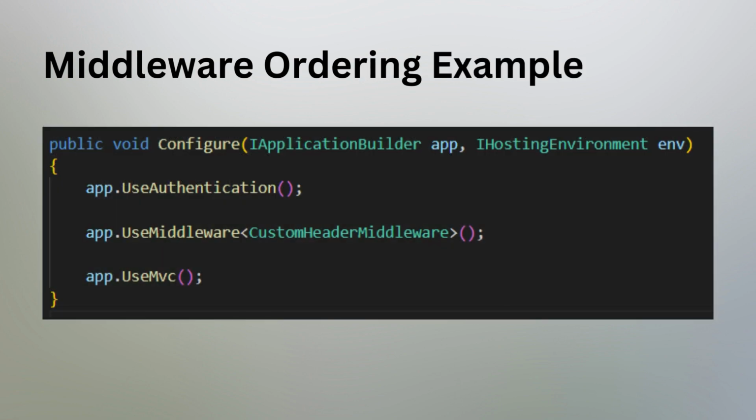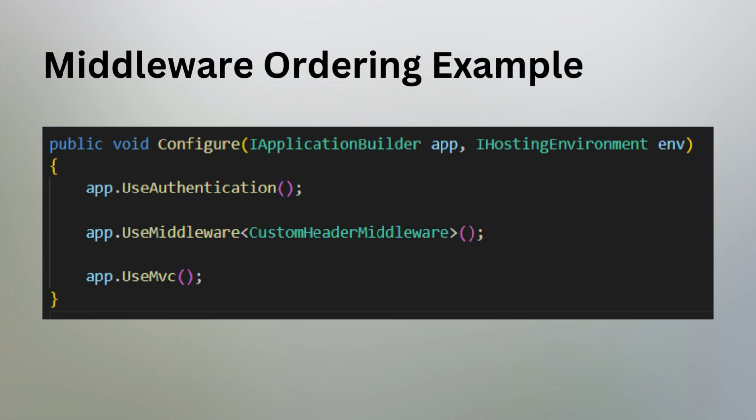For example, if you want to add authentication to your application, you should add the authentication middleware component before any other middleware components that require authentication, such as authorization or routing. This ensures that the user is authenticated before the request is processed by other middleware components.